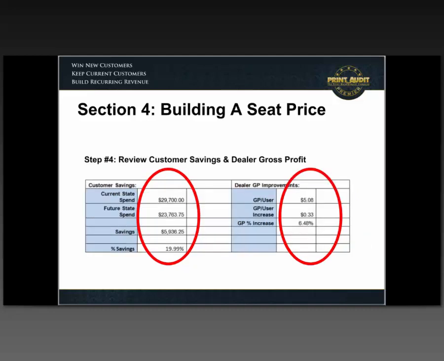And let's look at that for a second. I mentioned alignment earlier on in the presentation, saying that the customer is going to spend less, so that means we're going to make less revenue, yet as a dealership, we're going to make more money. And here's where you can see how that happens.